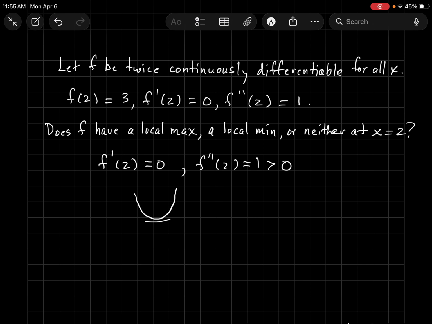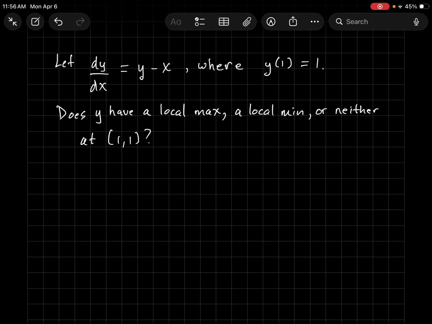One final problem. It's one of my favorite problems to give. Suppose that dy dx equals y minus x, where y of 1 equals 1. Does y have a local max, a local min, or neither at the point 1, 1? This is a second derivative test. Do not try to use the first derivative test to prove local max, local min, or neither. This is a second derivative test problem.